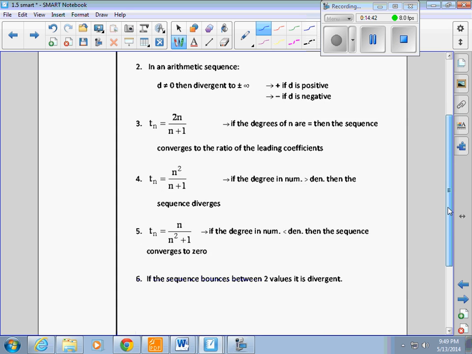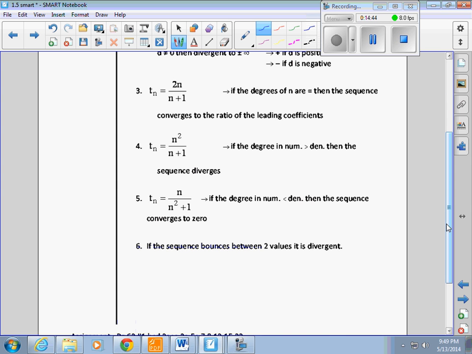We're not going to come across number 3 very long. If Tn is equal to n squared over n plus 1, if the degree in the numerator is greater than in the denominator, then the sequence diverges. So it means you won't be able to have a sum. It'll go on forever. If the degree in the numerator is less than the degree in the denominator, then your sequence is going to converge to 0.